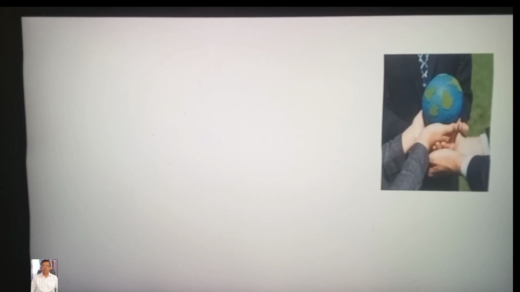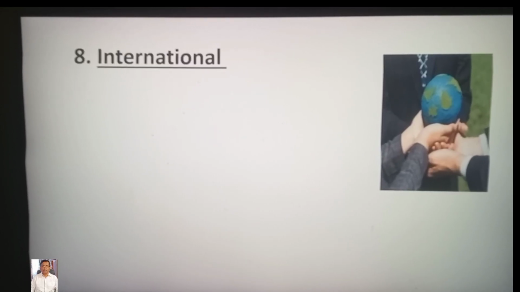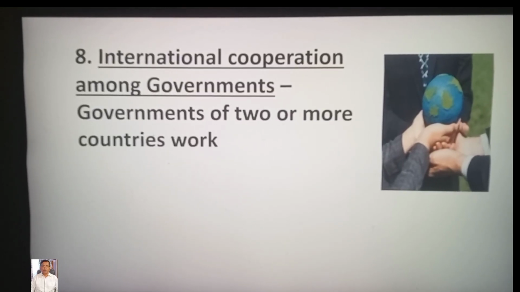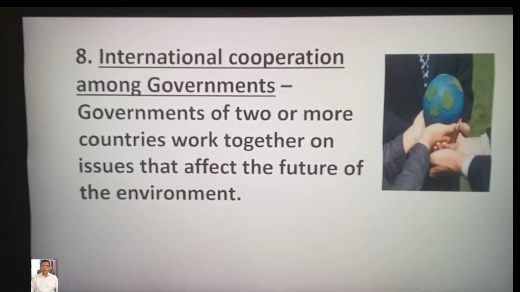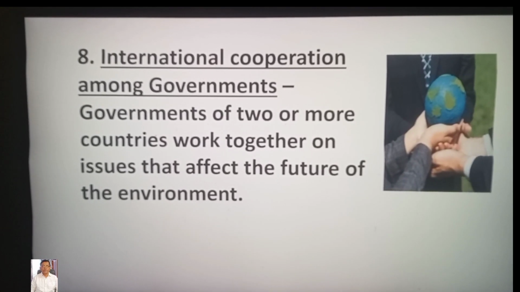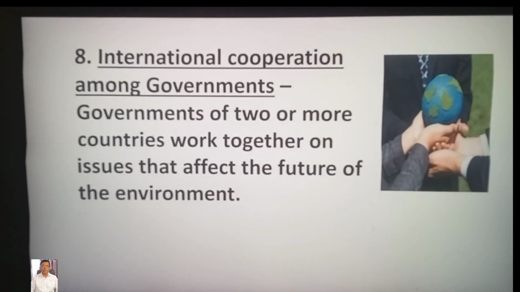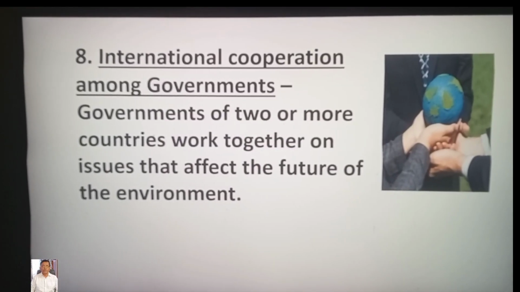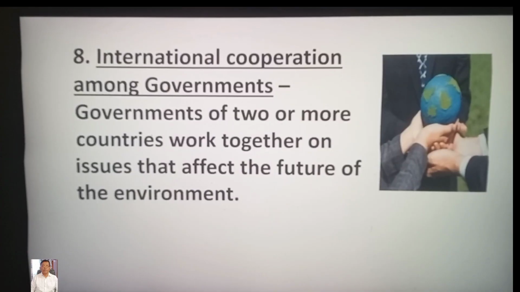Eighth, international cooperation among governments. Governments of two or more countries work together on issues that affect the future of the environment. So, market failure can be corrected by governments in a variety of ways, and the presence of government is quite indispensable in any modern economy. A mixed economic system tries to balance both sides.